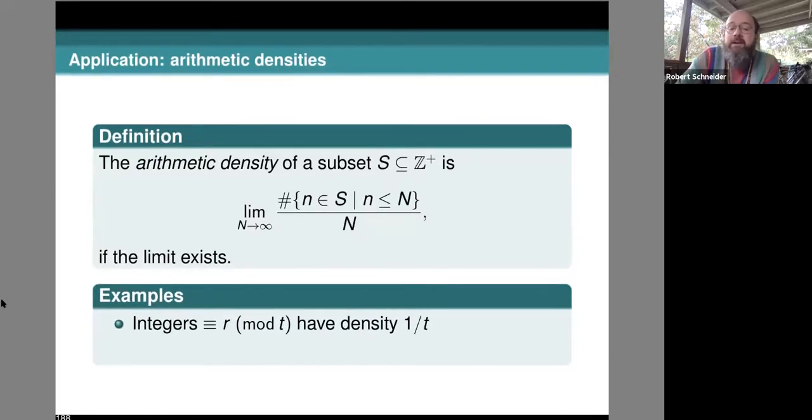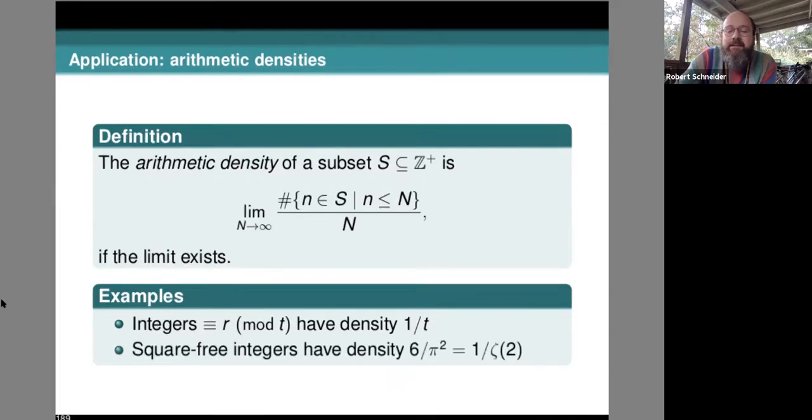Okay, so for example, of arithmetic densities, the integers mod t in any congruence class mod t have density 1 over t, right? Like 1/2 of the integers are even, 1/3 of the integers are 2 mod 3, and so on. And square-free integers, just as obviously, have density 6 over pi squared. I'm just joking. It's a pretty non-obvious fact. But these are well-known facts. And higher kth power-free integers also have densities related to 1 over zeta of k.